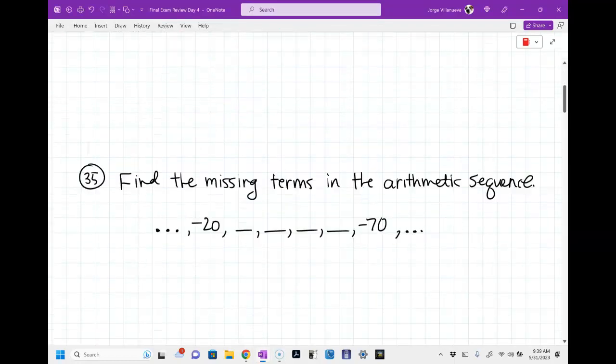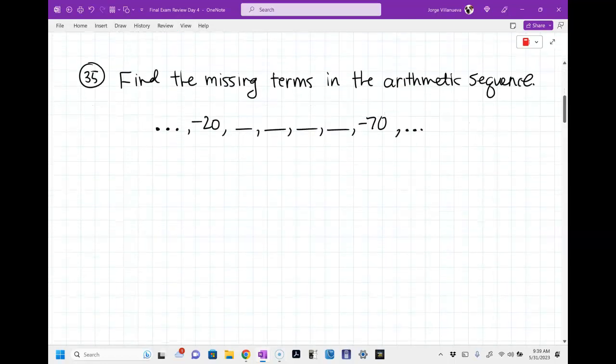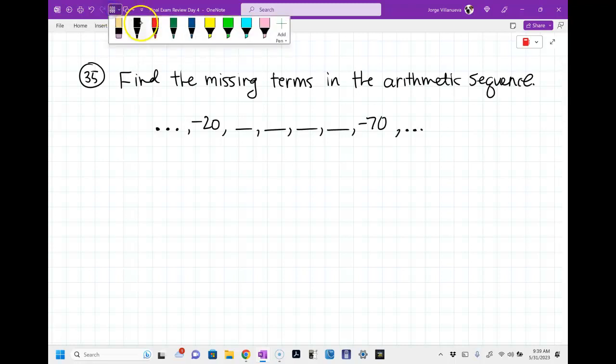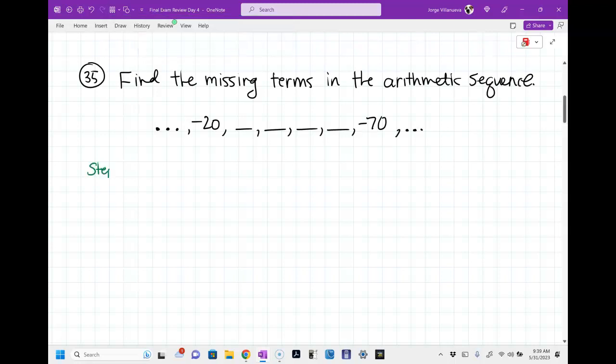All right, so number 35. Find the missing terms in the arithmetic sequence. So if you remember, these require you to do 2 steps before you can do any of the work. Step number 1: you're going to do the right side number minus the left side number. That equals negative 50. So this is a value that we want. This is step 1.